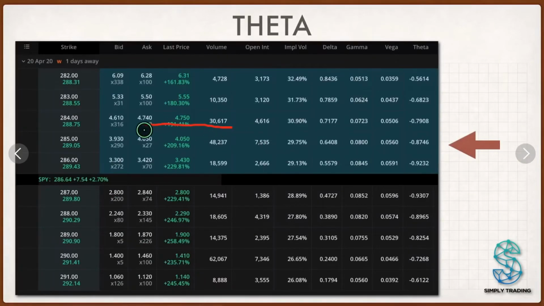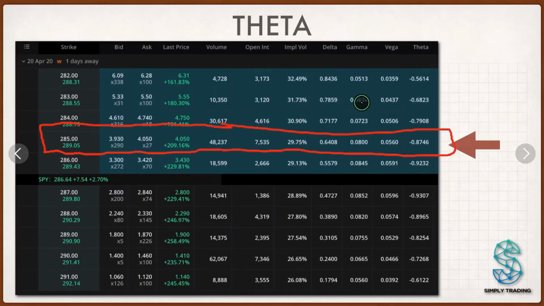All right, so again, we're going to look at this $285 strike price. Now we'll come down here, look at our theta, and our theta is negative 0.87. So that means for every day that you hold this contract, you will lose $87 in the contract value. And remember, the closer this gets to expiration, the higher that will get.